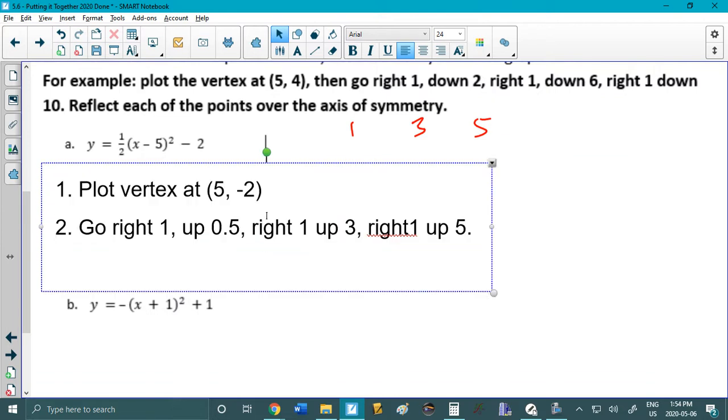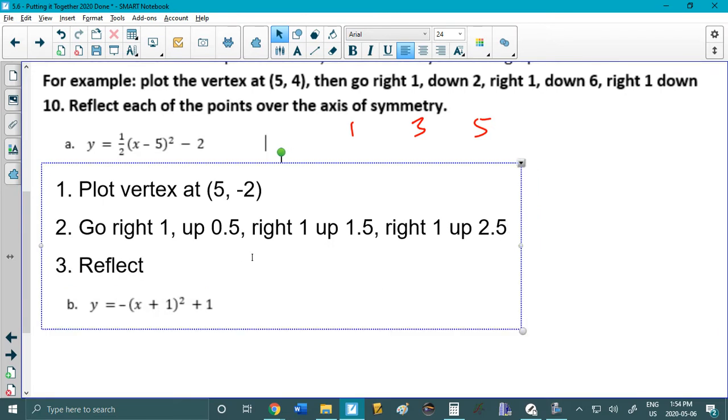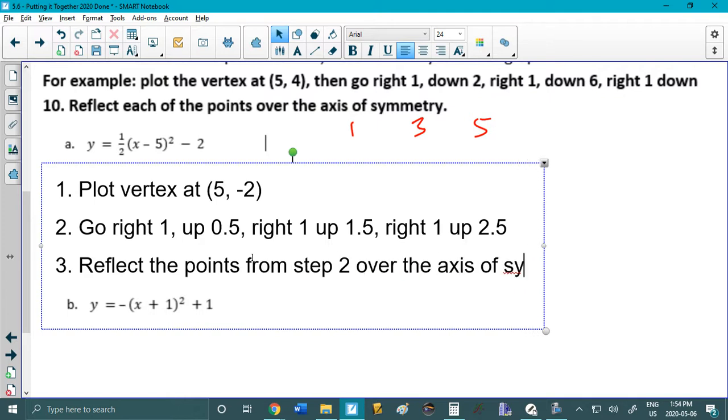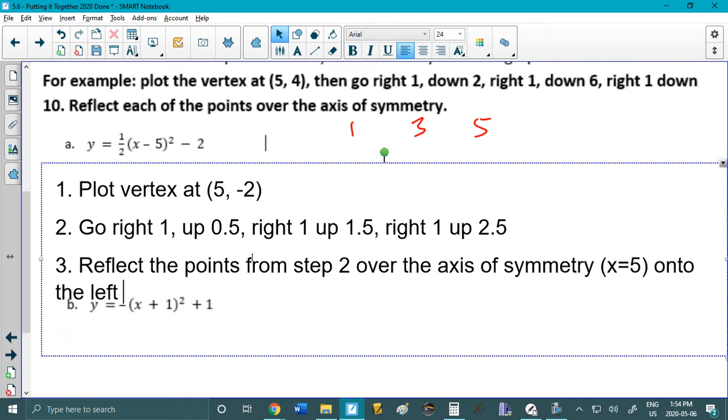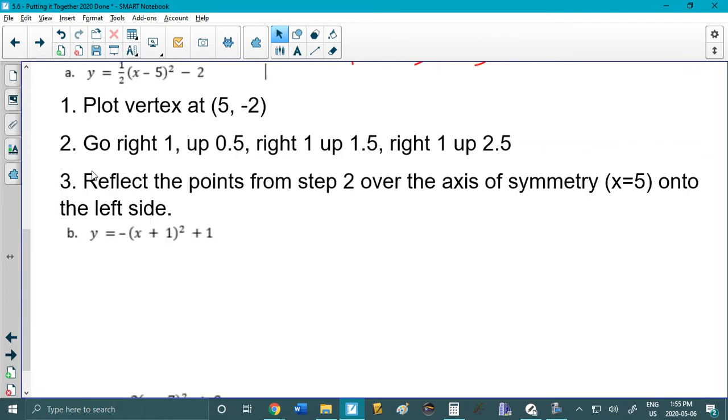Okay. And obviously, these steps aren't correct here. So right 1 up 0.5. Right 1 up, this is going to be 1.5 because I got to multiply 3 by 1/2. And then finally, up 2.5. Okay. And then step 3, I'm going to say reflect the points from step 2 over the axis of symmetry, which is x equals 5, onto the left side. So we went right from the vertex, now we flip all those points over to the left.